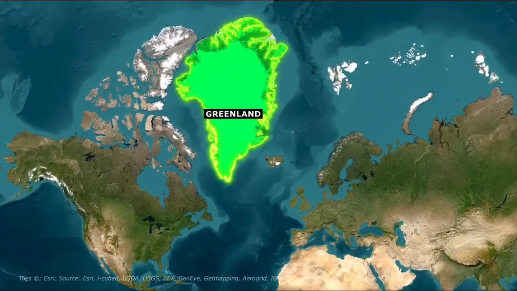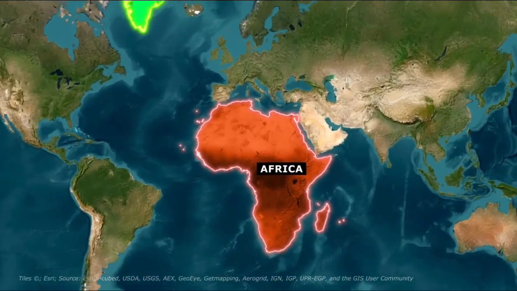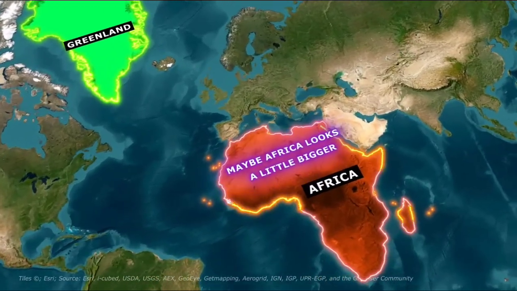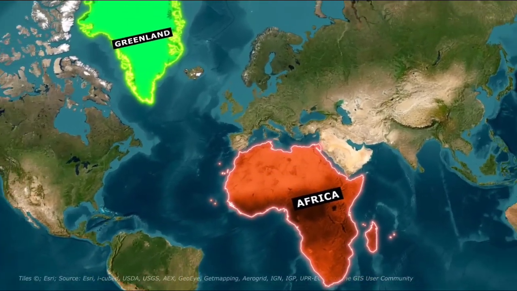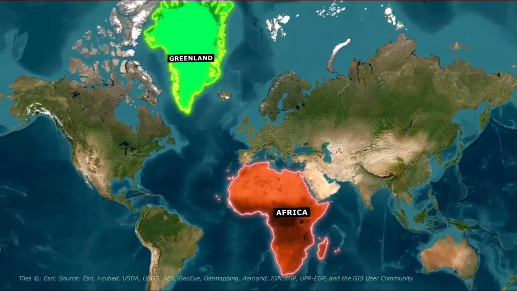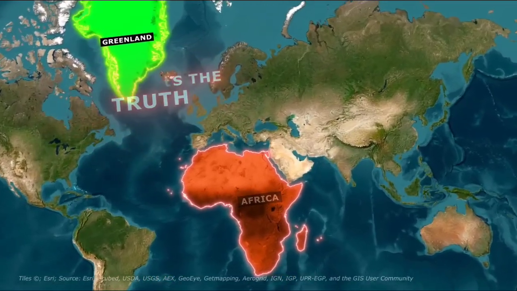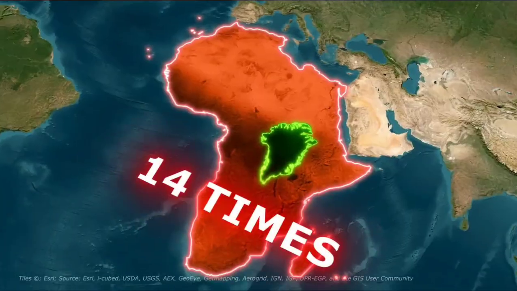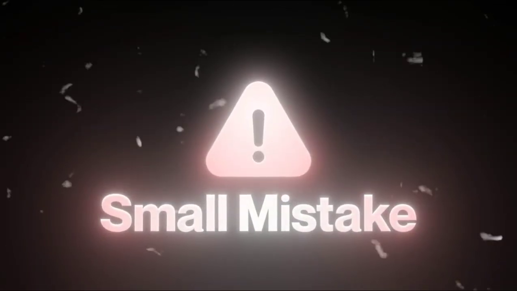This is Greenland and this is Africa. On this map, both appear to be roughly the same size, and maybe Africa looks slightly bigger. If you grew up looking at these kinds of maps, this map would seem normal to you. But the truth is that Africa is 14 times bigger than Greenland. 14 times. This isn't a small mistake. This is a massive blunder.